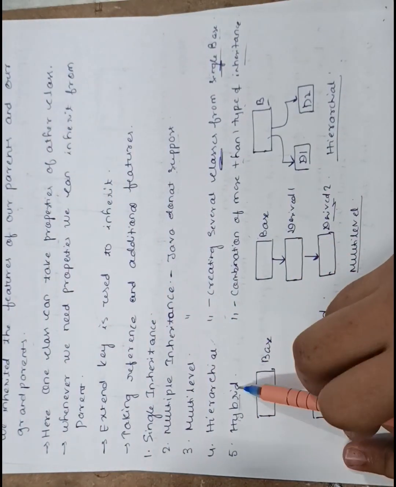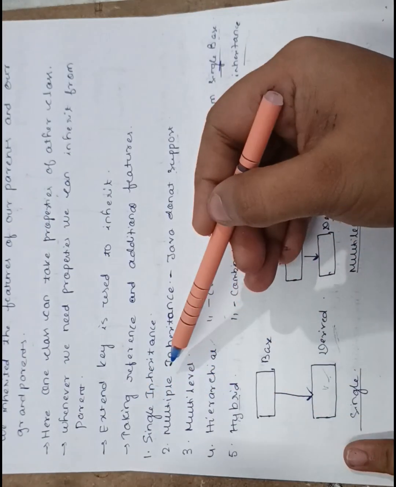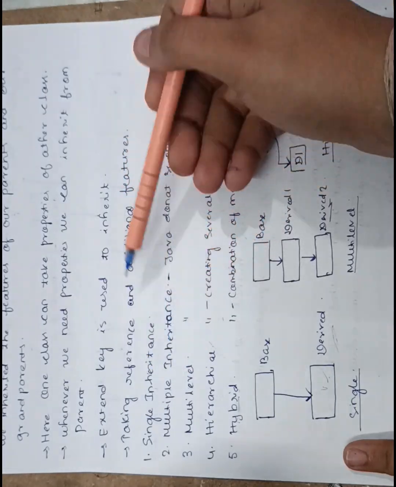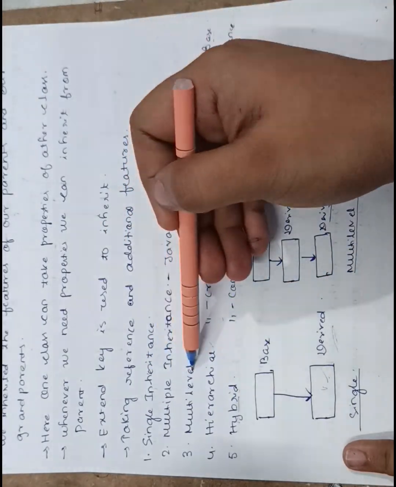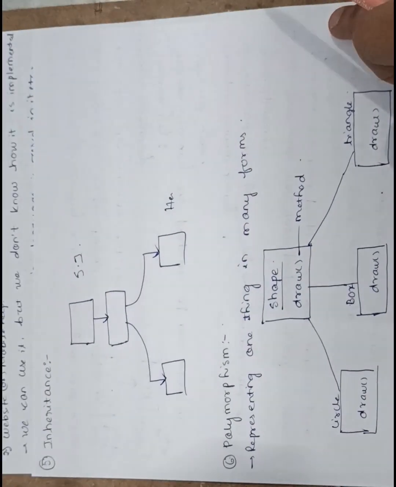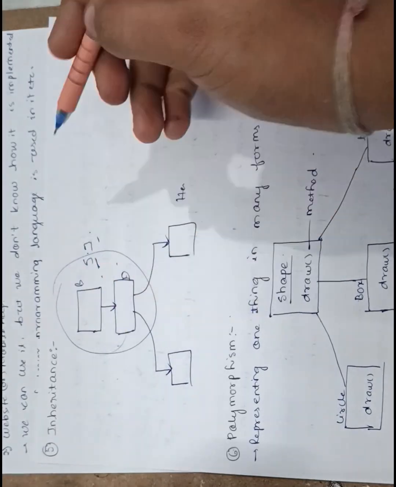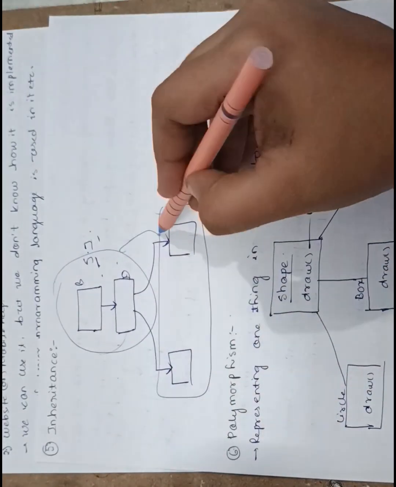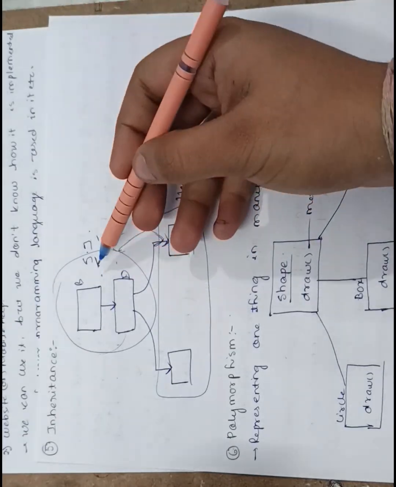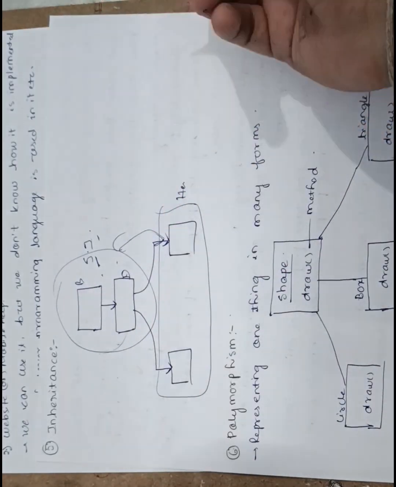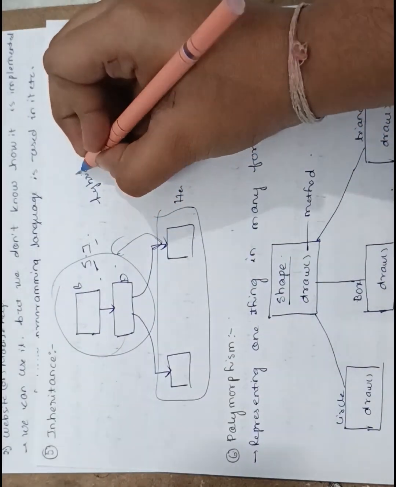So hybrid means if we use more than one type, like if we have used both single and multi-level, then it is known as hybrid, because more than one type is used. Let's take an example. What is this base and this derived? This is single inheritance, and this one is hierarchical. So both together became hybrid, because more than one type is used. That is hybrid inheritance.